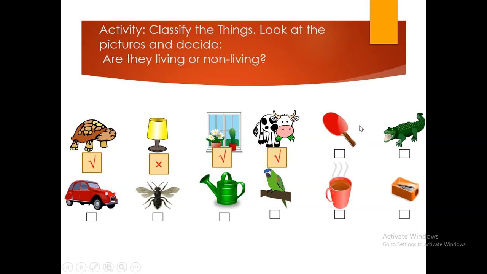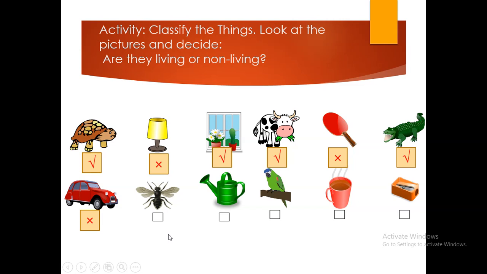This racket, does it grow? Does it move? Does it reproduce? No. So it's a non-living thing. What about this crocodile? It's an animal, so it's a living thing. The car is a non-living thing. This fly, it's an insect, so it's an animal.